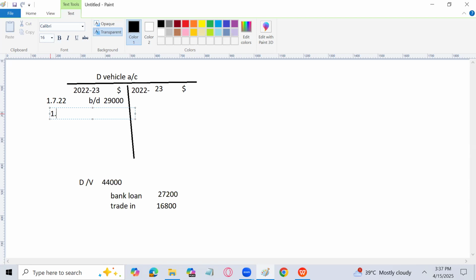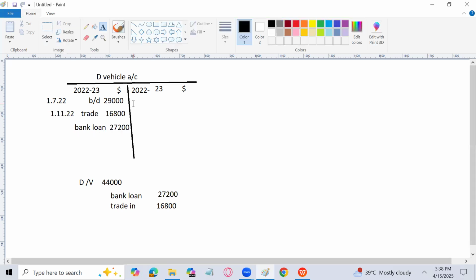1st November means 1/11/22. We will use bank loan. Trade-in will come for 16,800, because delivery vehicle is debited because of bank loan and because of trade-in. Bank loan is 27,200.